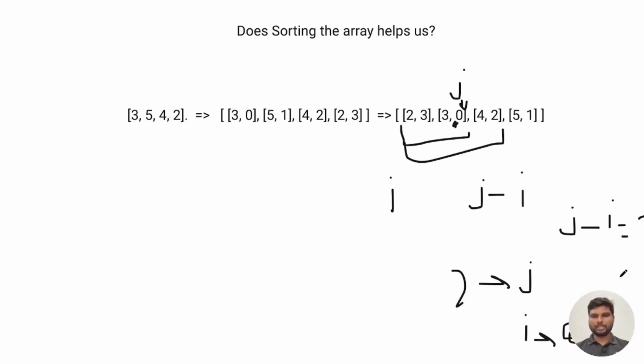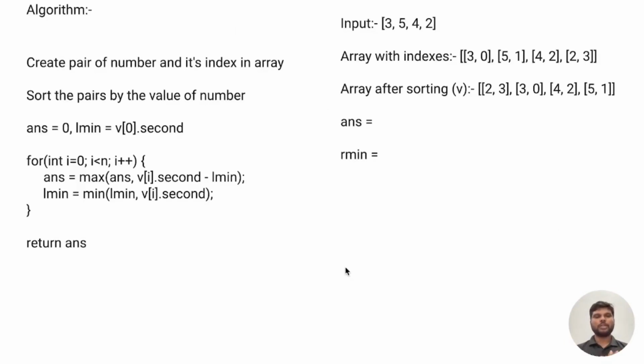Now let me discuss the algorithm with you, and let's look at a step-by-step iteration of that algorithm. In this algorithm we need to start with creating pairs of numbers and their indexes, and after that we need to sort the pairs by the value of the number. After that we initialize answer with 0, and lmin is the variable which stores the smallest value of i. We initialize that with v0's second, which will store the element 3's index, which is 0.